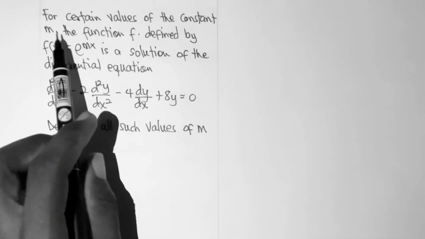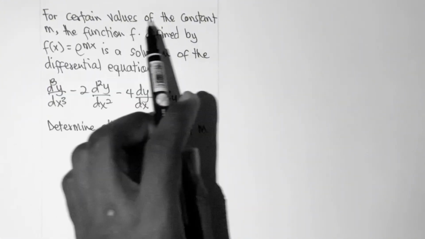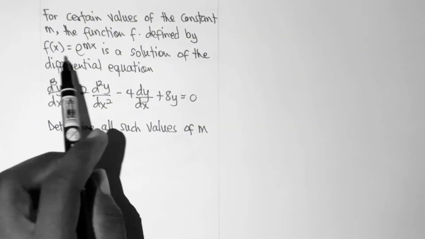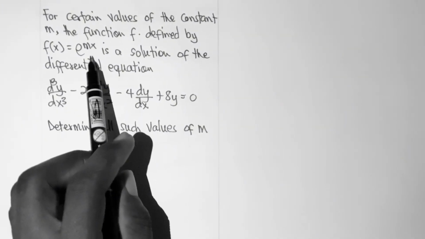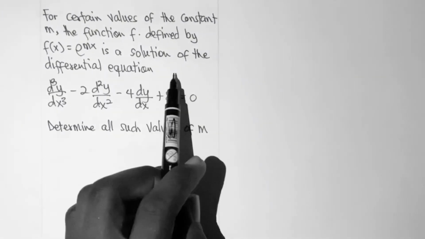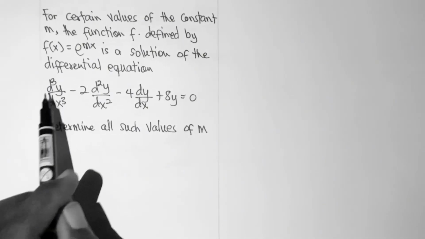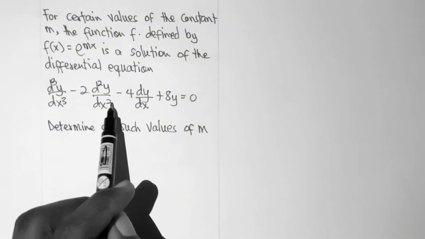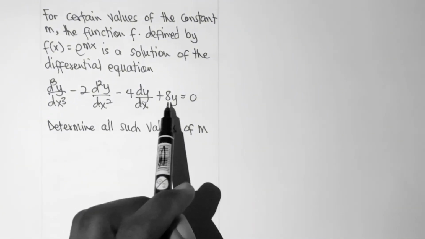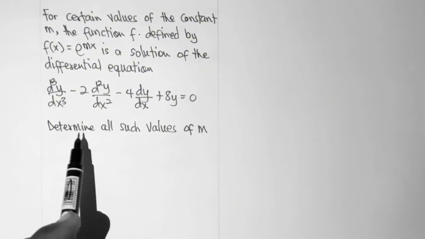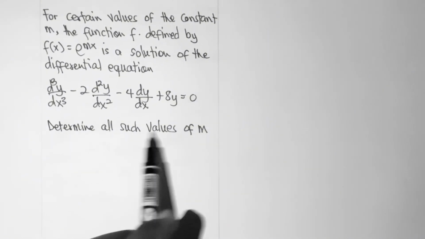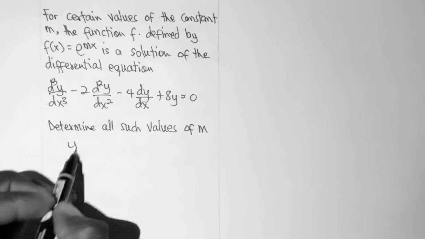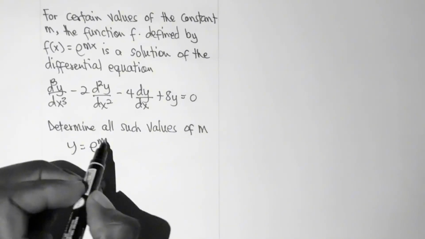So we have this question here which says that for certain values of the constant m, the function f defined by f of x equals e^(mx) is a solution of the differential equation, which is d³y/dx³ minus 2 d²y/dx² minus 4 dy/dx plus 8y is equal to 0. So the question is saying we should determine all such values of m. So let's let y be equal to e^(mx).